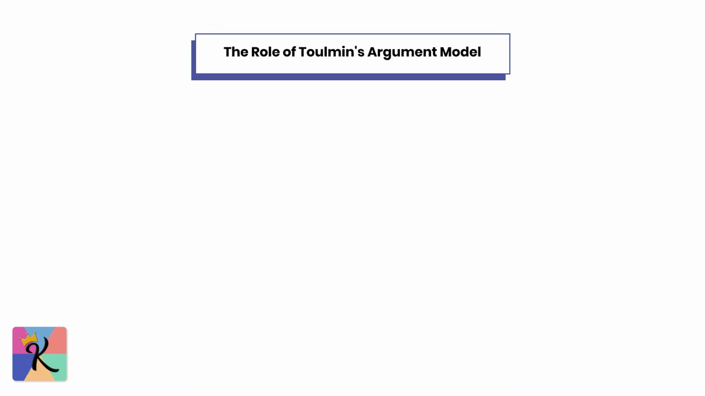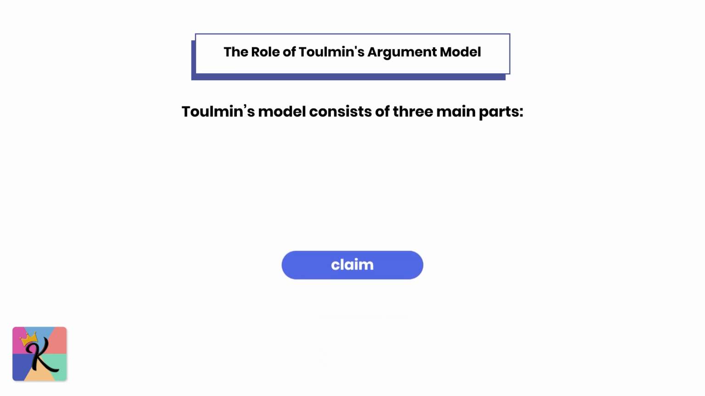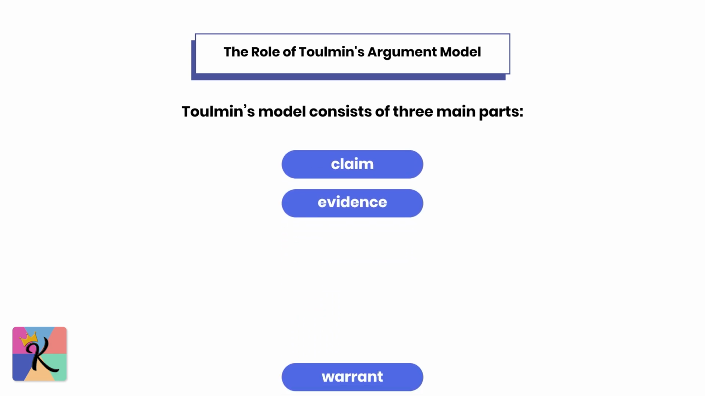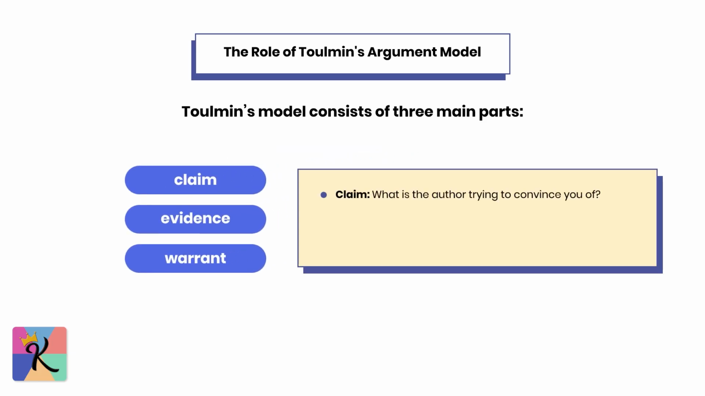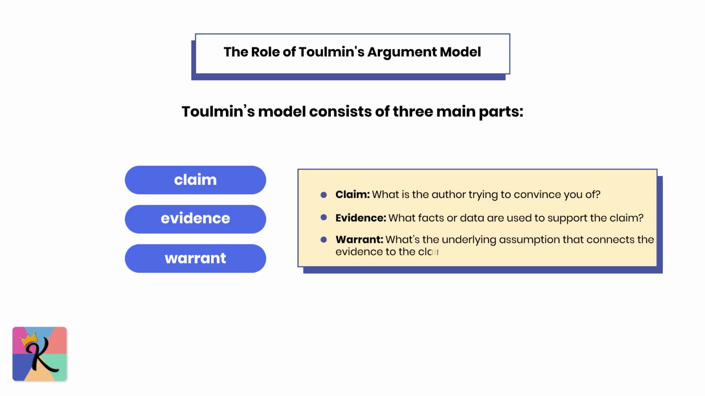The role of Toulmin's argument model. If you're familiar with Toulmin's model, you'll know it consists of three main parts: claim, evidence, and warrant. Think of Toulmin's model as a way to mentally map out arguments in CARS passages. Claim. What is the author trying to convince you of? Evidence. What facts or data are used to support the claim? Warrant. What's the underlying assumption that connects the evidence to the claim?